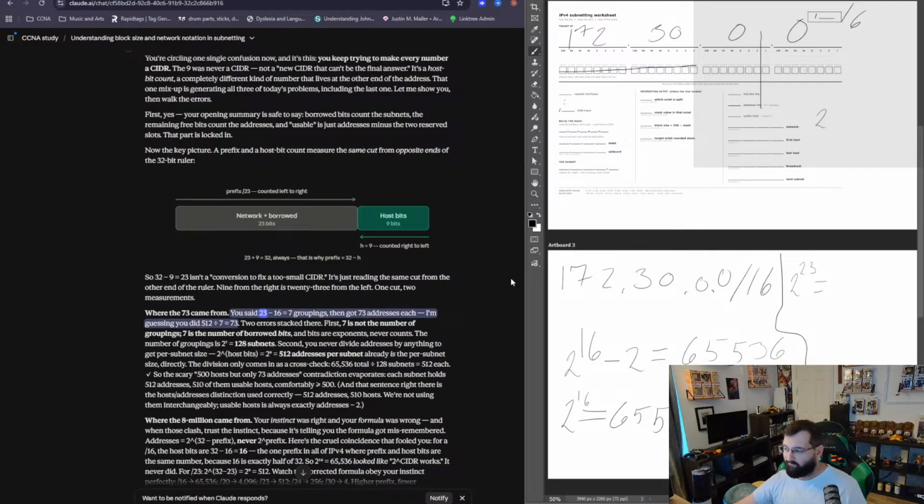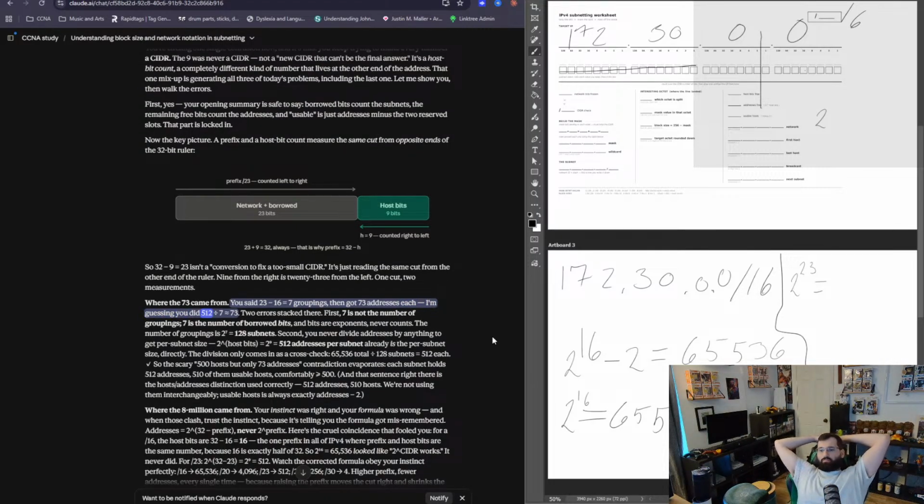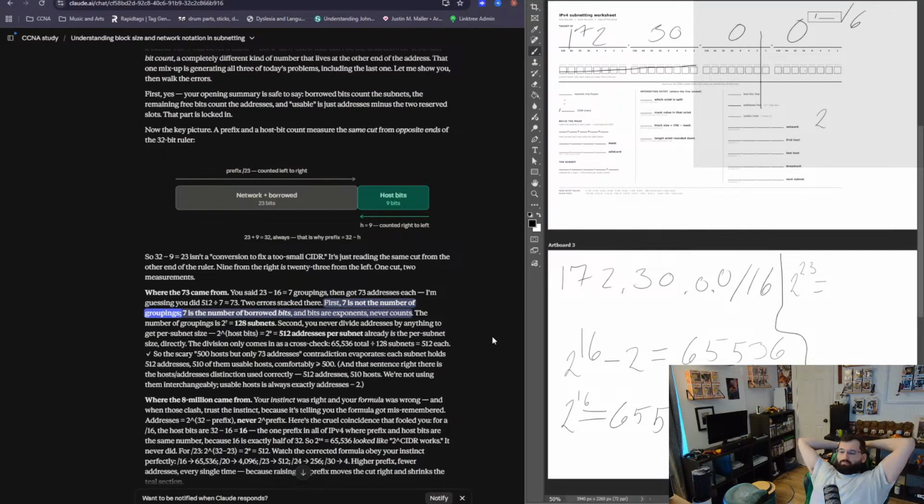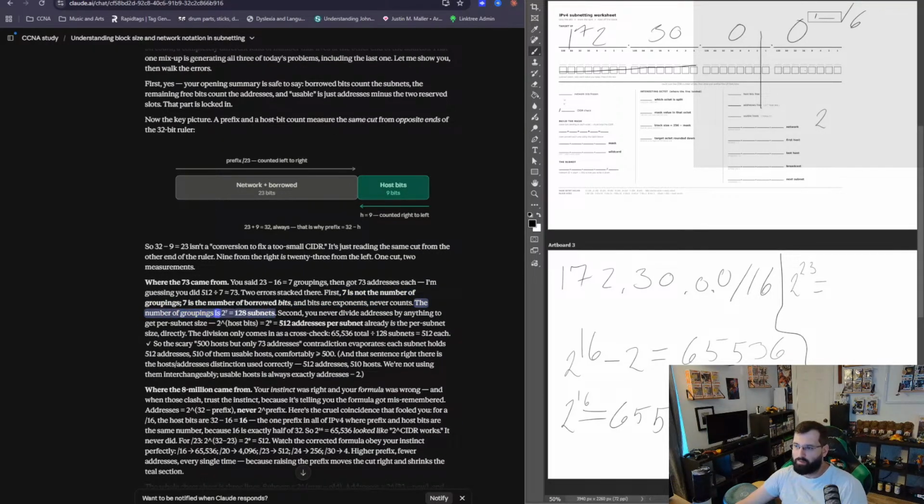You said 23 minus 16 equal to 7 groupings, then got 73 addresses each. I'm guessing you did 512 divided by 7, approximately equal to 73. 2 errors stacked there. First, 7 is not the number of groupings. 7 is the number of borrowed bits, and bits are exponents, never counts.